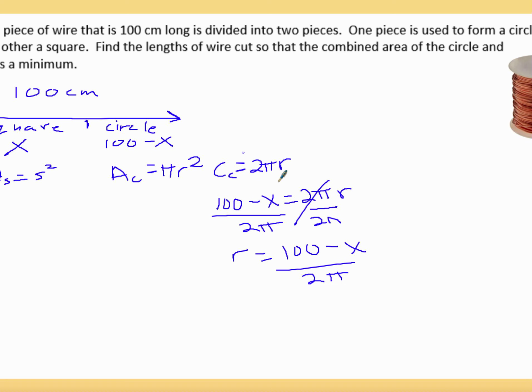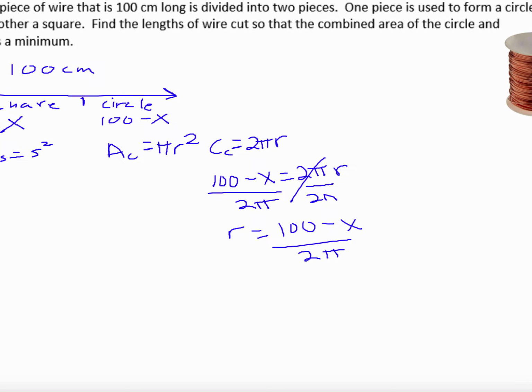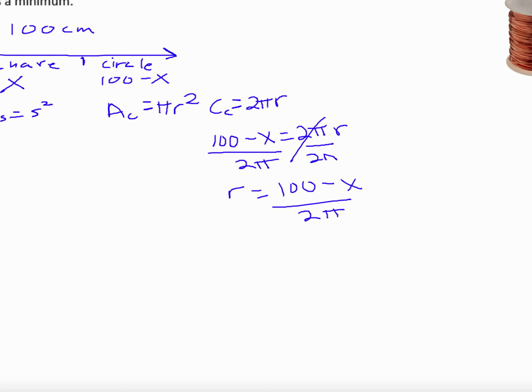Now, the area of this whole thing is going to be optimized. We're talking about the combined area. And we're not going to maximize it. We're going to minimize it. Very good. All of our other examples have been maximums, so this will be fun.